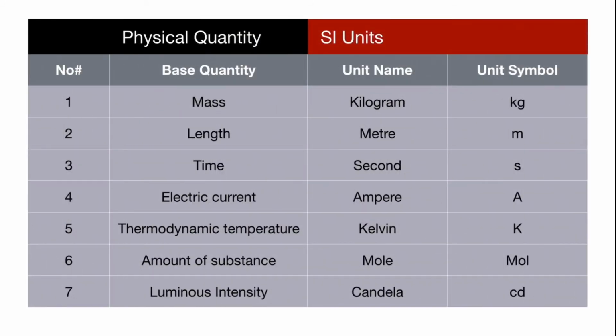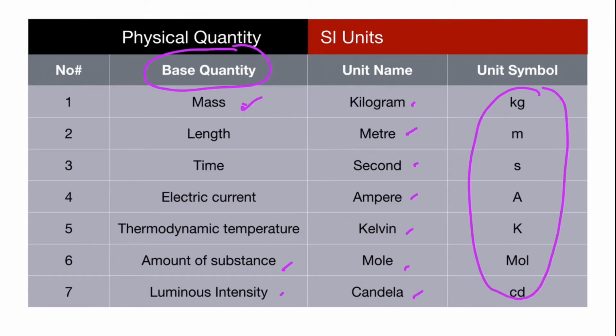There are 7 physical quantities which are identified as base quantities. These quantities are mass of the object, length, time, electric current, temperature, amount of substance and luminous intensity. Now the units of measurement which measure these quantities are known as fundamental units. These fundamental 7 units are kilogram, meter, second, ampere, Kelvin, mole and candela. And the corresponding unit symbols are here.